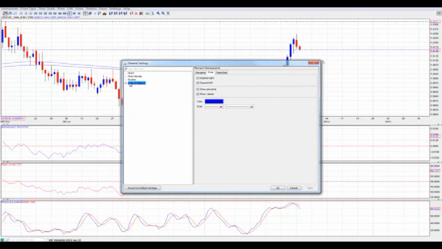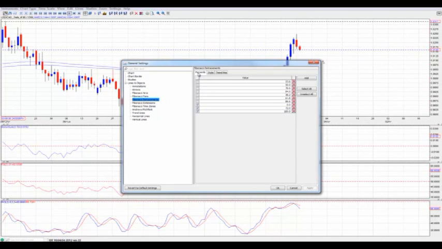Lines and Object, Fibonacci Retracement, and in the percentage section, take out all the standard Fibonacci levels. Normally, this will be the default setting that you will get. Take it out.